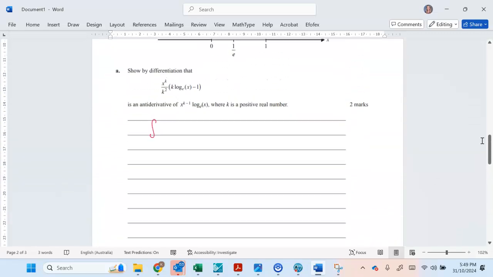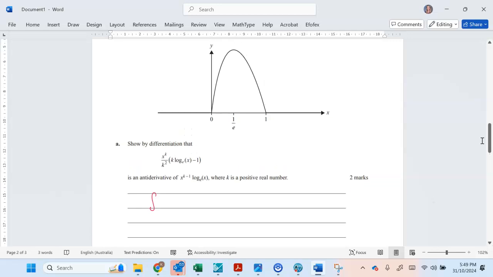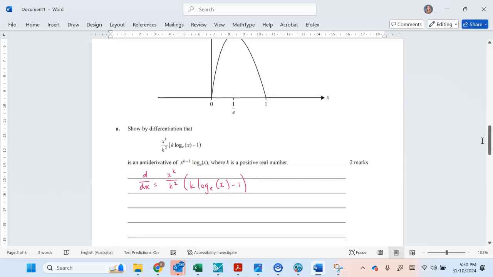Anyway, I feel like I've done this question before, now that I just saw that last part. All right, let's do it again. So we've got, oh, sorry, we're not doing the antiderivative. Sorry, guys, let's find the derivative. So we want d dx of x^k on k squared times (k log e x minus 1). Now we can use the product rule. We can also expand the bracket if we wanted to. I'm just thinking whether that actually makes it any easier for us.